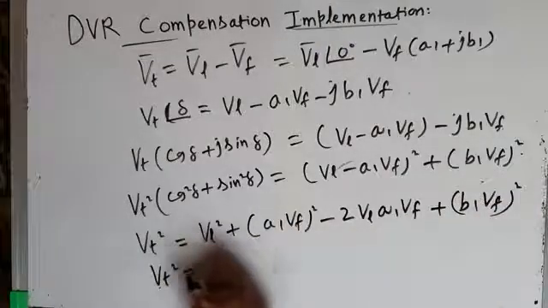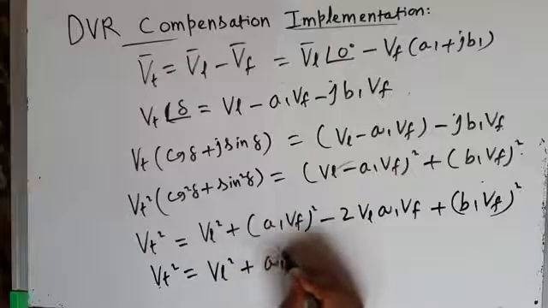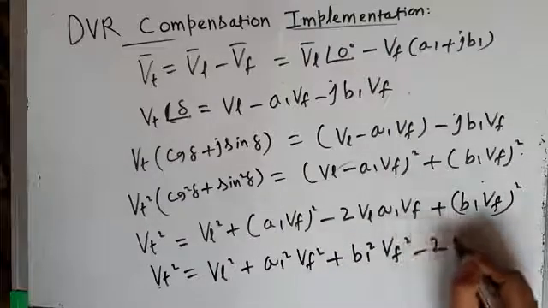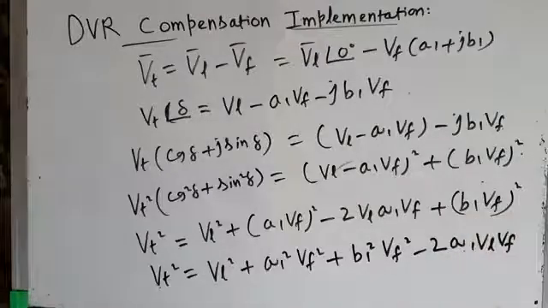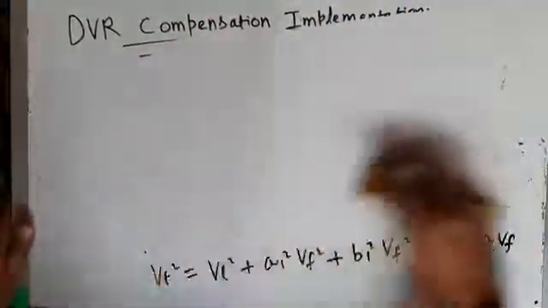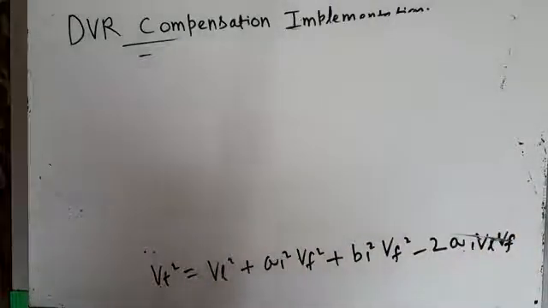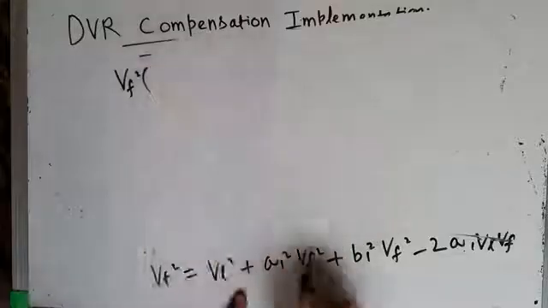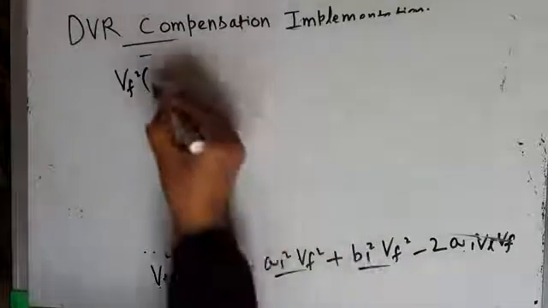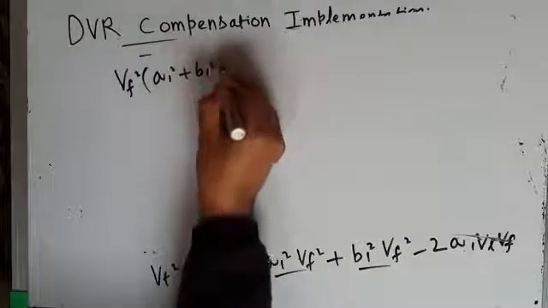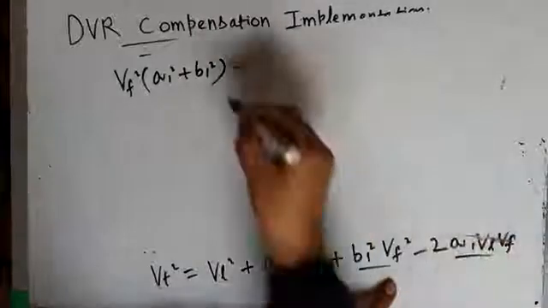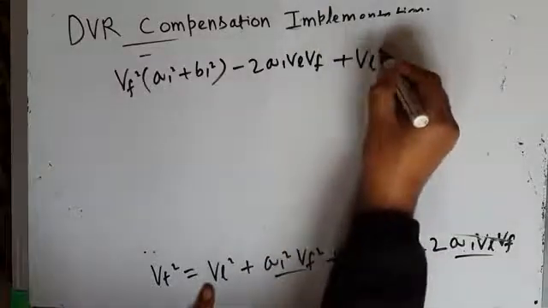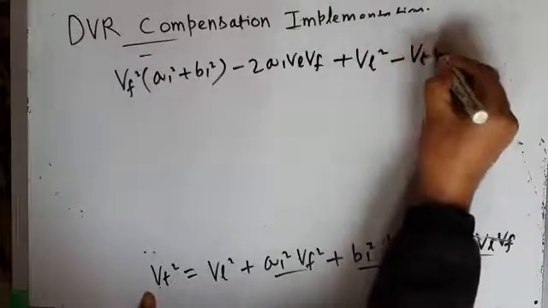Or VT square is equal to VL square plus A1 square VF square, plus B1 square VF square, minus 2 A1 VL VF. Further simplification will give me this equation. I have VF square here. If I take VF square common from these terms, I will get A1 square plus B1 square. Then I have this term, minus 2 A1 VL VF. Then we have plus VL square, and we will shift VT square to the other side, so this will be minus VT square equal to 0.